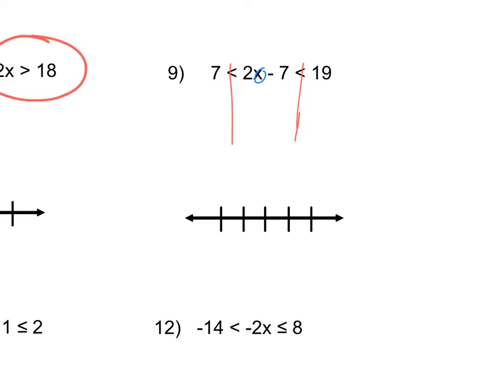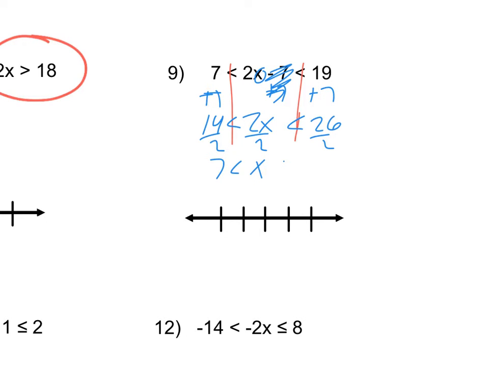So now I got 2x minus 7, so I'm going to add 7 to all 3 sections. Okay, add 7, add 7, add 7. In the middle, just like we're used to, that cancels out the 7's there, so I'm getting closer to my answer, closer to this being solved. So 2x is in the middle. That's less than 26 over here, and over here I've got 14. Then I divide all sections by 2. Again, every single one of them. So I get 7 is less than x, which is less than 13. There's my AND compound inequality.